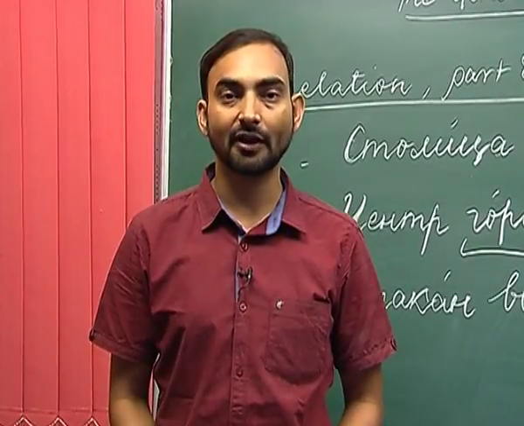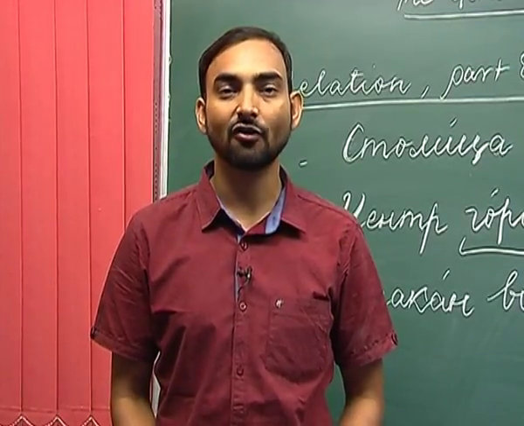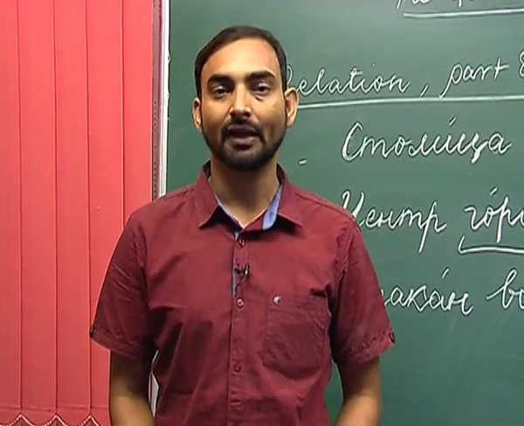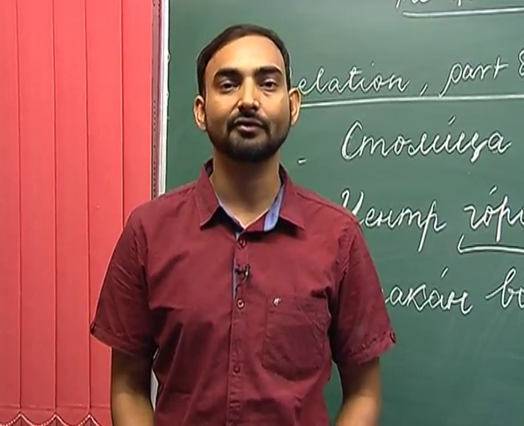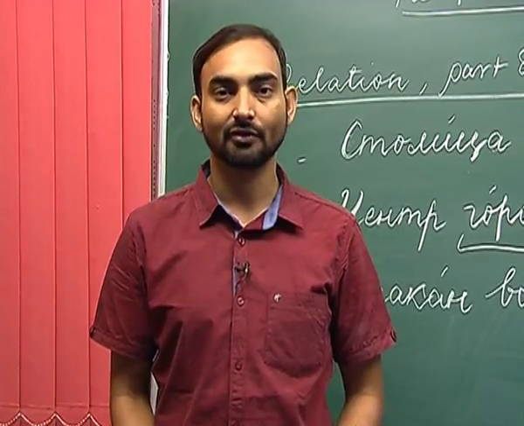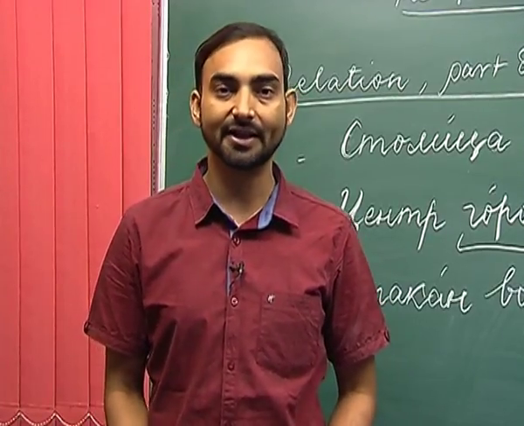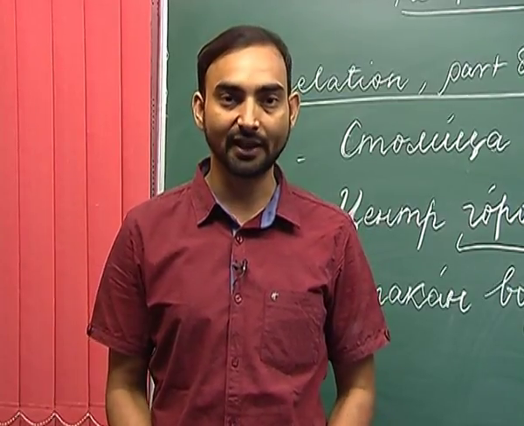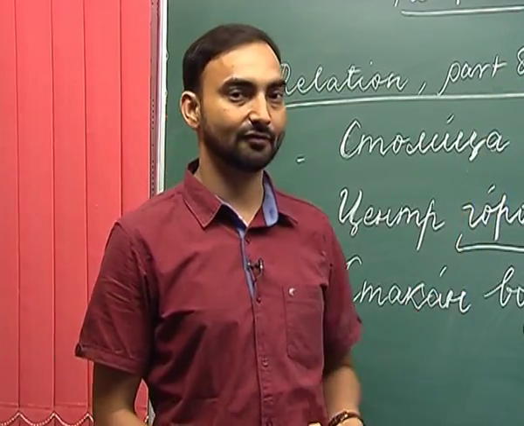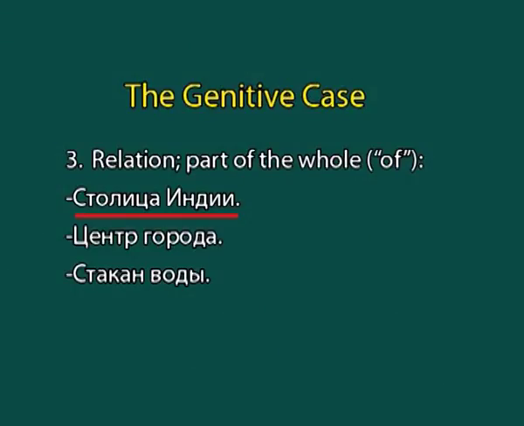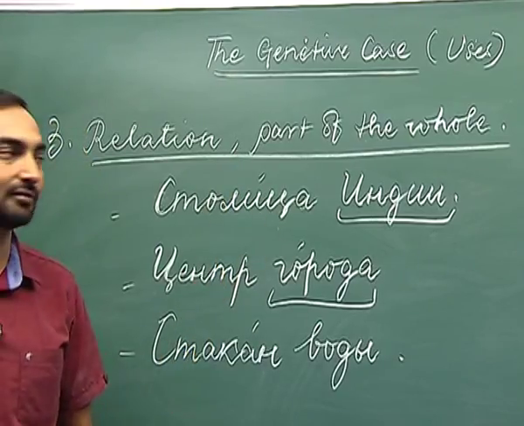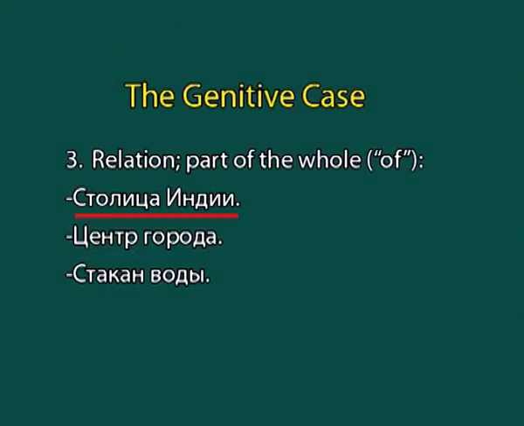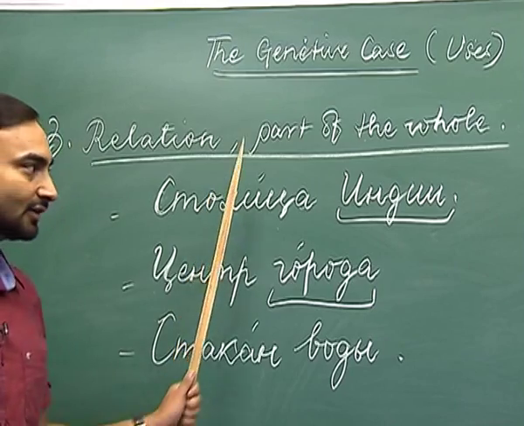The genitive case of nouns is also used to show the relation of a noun with another noun. In English, it is equated with the preposition of, something of something. So, for this relation or the part of the whole, if you are denoting the part of something, we use the genitive case. For example, столица Индии, the capital of India. Here, as you can see, there is a relation between this noun and this noun.